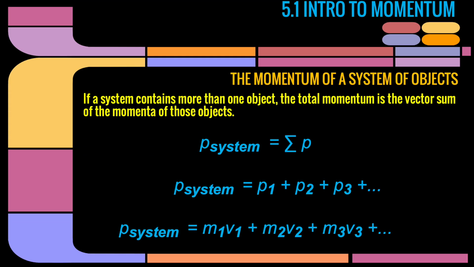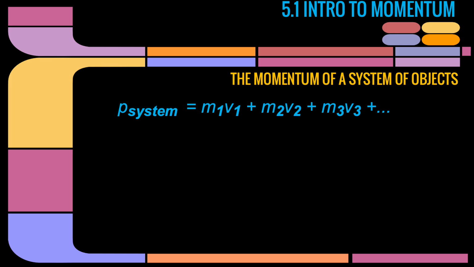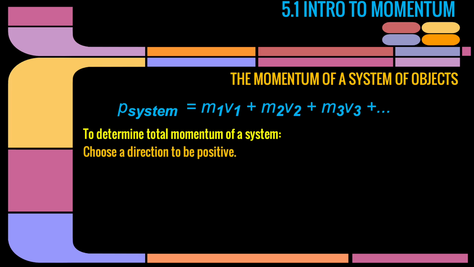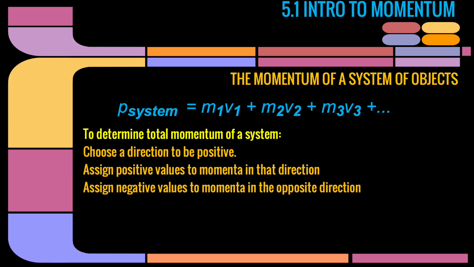Whoops, duplicate slide there. So when we talk about the momentum of a system of objects, there's our big main equation. Remember the dot, dot, dot just means I could have multiple things there. To determine the total momentum, we have to choose a direction to be positive. Assign positive values to the momenta in that direction, and then everything going the opposite direction has negative values. Then we add the momenta to get the total momentum of the system.